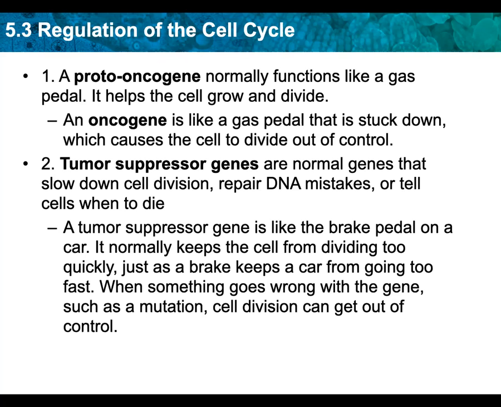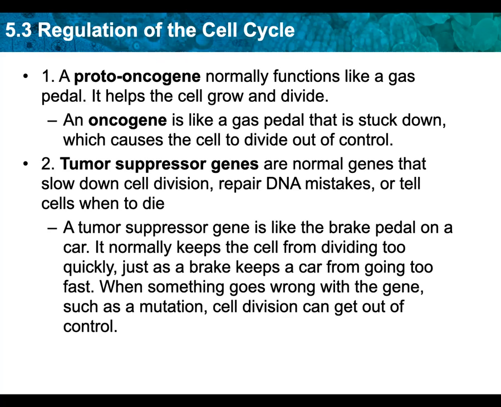That last bullet point is really long. You can condense or paraphrase it. You can just say the main thing is that it acts like a brake pedal, where it controls cell division. But when that gene is mutated, it doesn't work. It's a car without any brakes, where the car cannot stop and the cells cannot stop growing at that point. They grow out of control.